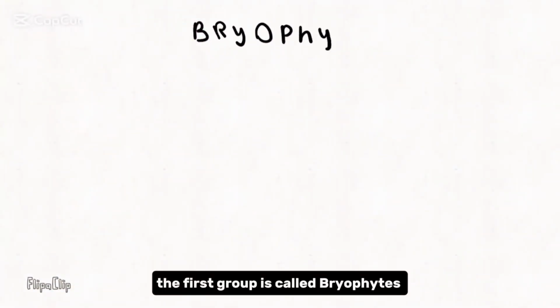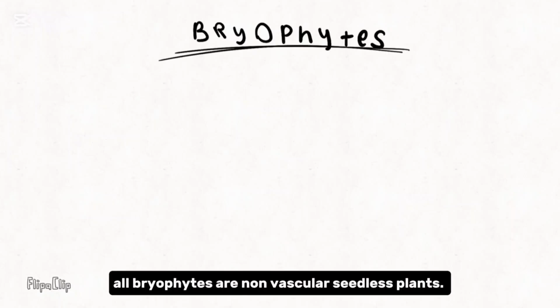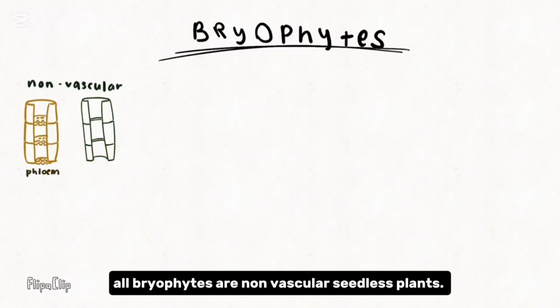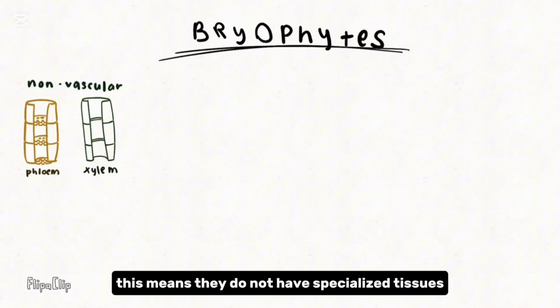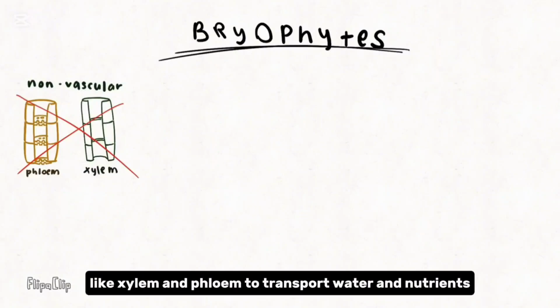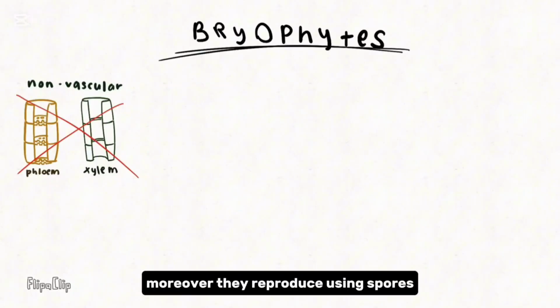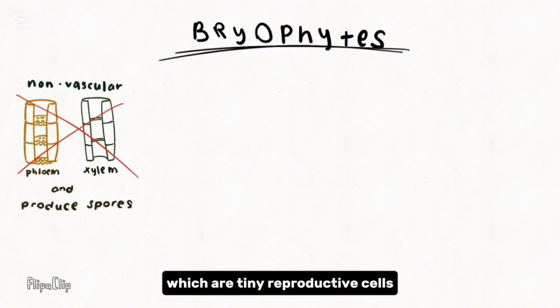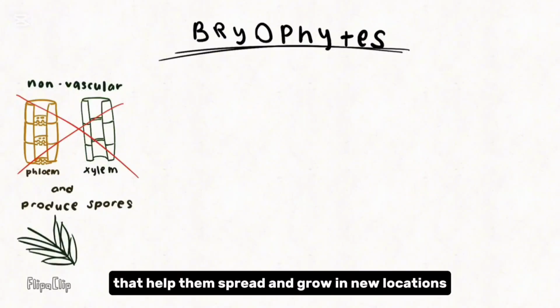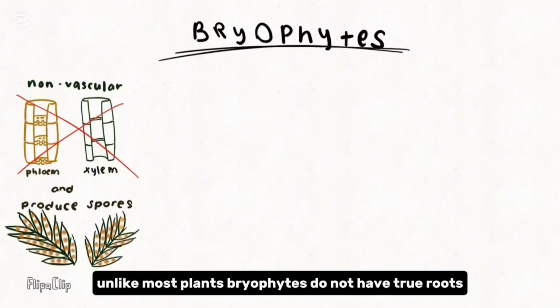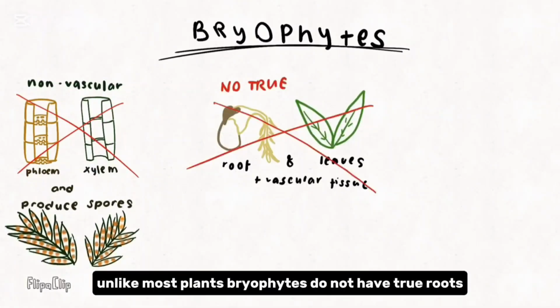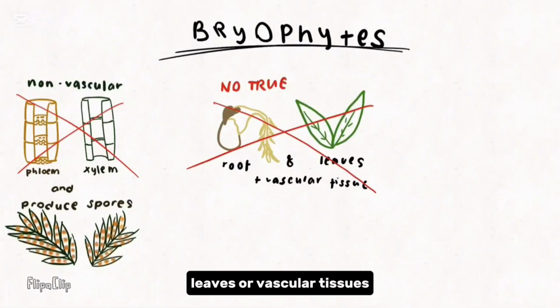The first group is called bryophytes. All bryophytes are non-vascular seedless plants. This means they do not have specialized tissues like xylem and phloem to transport water and nutrients. Instead, they absorb water directly through their surfaces. Moreover, they reproduce using spores, which are tiny reproductive cells that help them spread and grow in new locations.